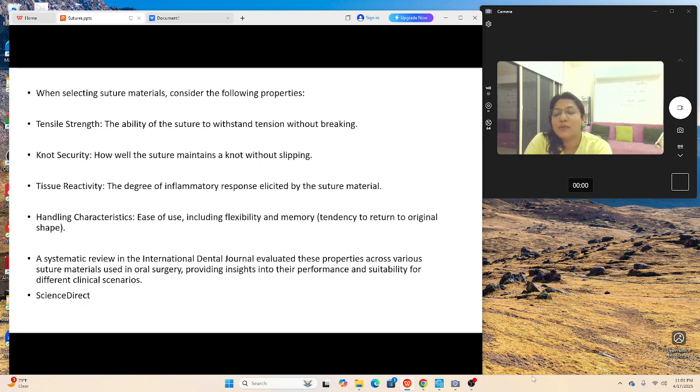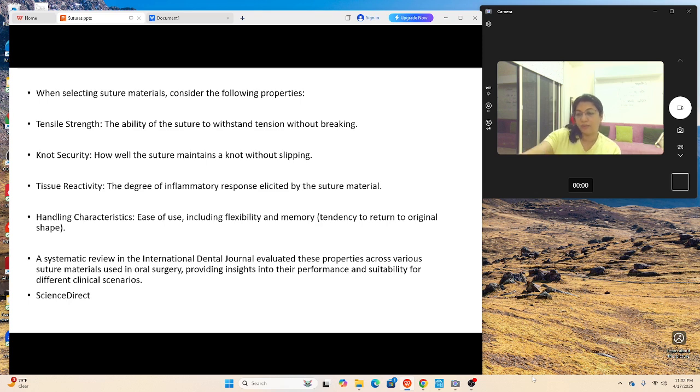Now when selecting suture materials, consider the following properties. Tensile strength, that is what I was just talking about, right? The ability of the suture to withstand tension without breaking, like try to pull and it should not break. Knot security, how well the suture maintains a knot without slipping. Tissue reactivity, the degree of inflammatory response elicited by the suture material. Suture is going to be directly in touch with your tissues or the skin. It should not incite an inflammatory reaction. Handling characteristics: ease of use, including flexibility and memory, tendency to return to original shape.